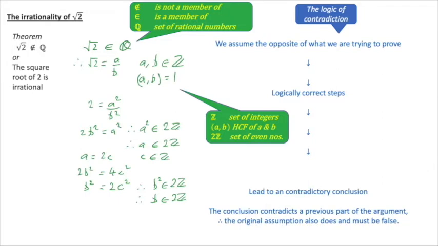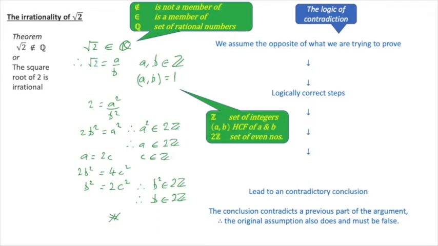But this conclusion contradicts a previous part of the argument, and therefore the original assumption must be false. What does it contradict? Well, we've discovered that a is an even number and b is an even number, but right up the top there we said that a and b were co-prime, or another way of putting it is that a and b had a highest common factor of 1. Now if a is even and b is even, then they have a common factor of 2. So there's a contradiction there, and that means that our original assumption that root 2 was a member of Q must have been false, because all the steps we've taken are correct.